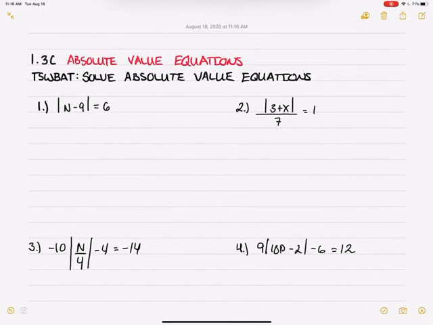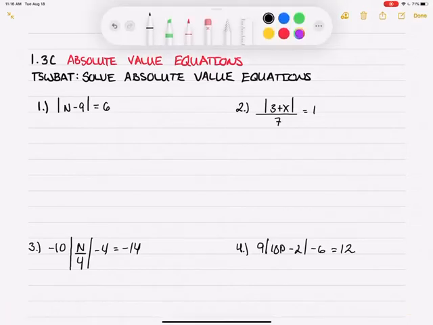So to solve absolute value equations, you want to make sure that your absolute value is completely by itself. Like in example 1, the absolute value is on the left side of the equal sign and nothing else is around it, that's exactly how we need it set up. Since the absolute value is by itself, I'm going to take what's inside, which is n minus 9, and set it equal to positive 6, and also set it equal to negative 6. And I'm going to solve each equation for the value of n, and that will give me my 2 answers.